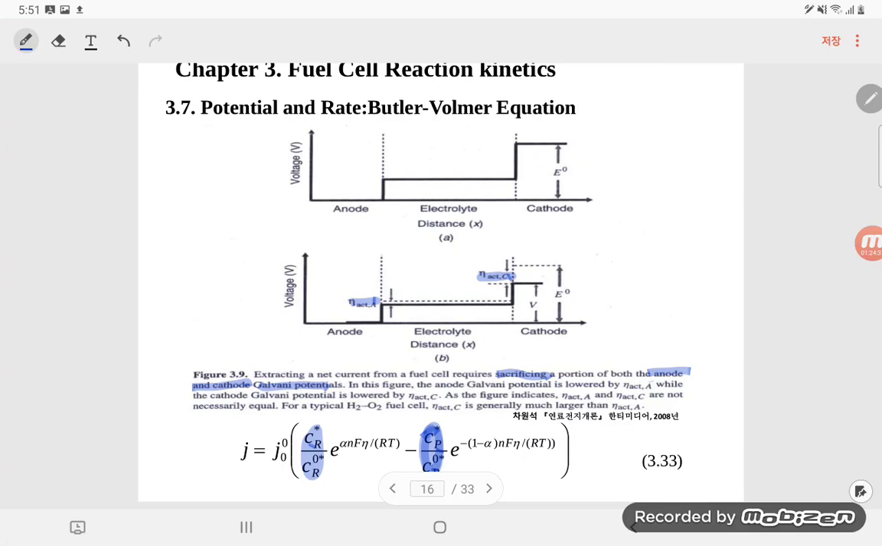So in this figure, the anode galvanic potential is lowered by this amount, while the cathode galvanic potential is lowered by this amount. As the figure indicates, eta act A and eta act C are not necessarily equal. They are not equal. And actually, the cathode one is generally much larger than this one. So it is higher than this one. And this is the operating voltage, what we get.